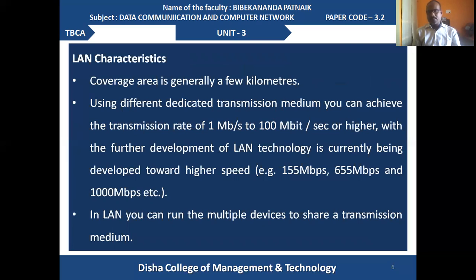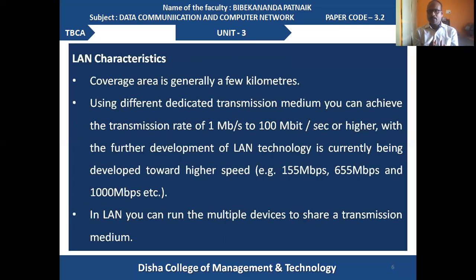So the LAN characteristics, these are the major characteristics of the LAN. Coverage area is generally a few kilometers, as I said earlier. Second one is using different dedicated transmission medium, we can achieve a transmission rate from 1 megabit per second to 100 megabits per second, or it may be higher.